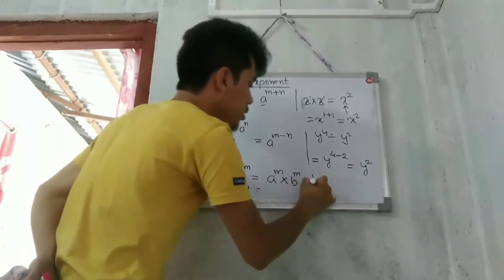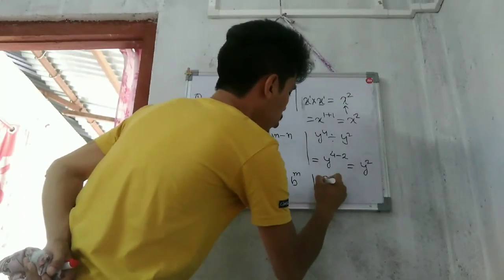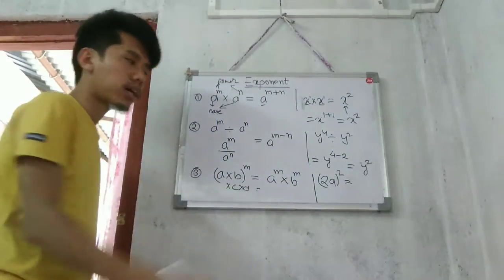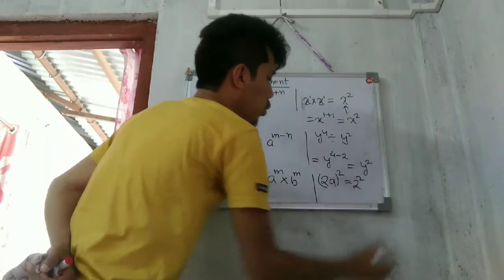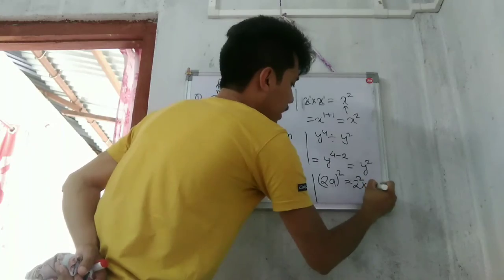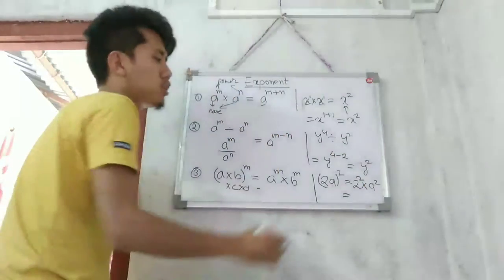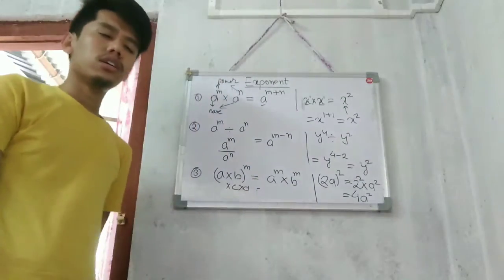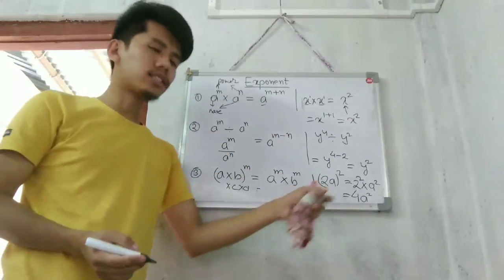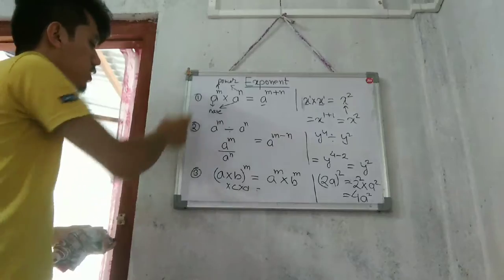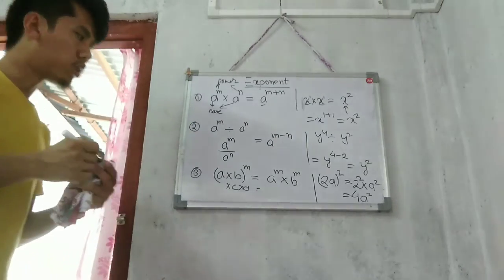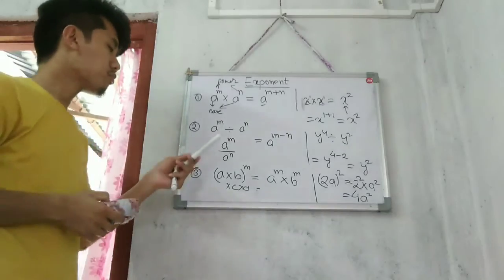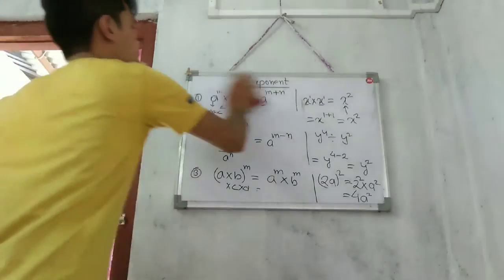For example, say if I say (2a) whole squared equals, that means we have to write 2 squared as well as a squared, and 2 squared means 4 and a squared. So this is the answer here. Okay, so these are the 3 formulas here. If you want to note down, you may note down, or you can take help of your book also. So now the next formula.